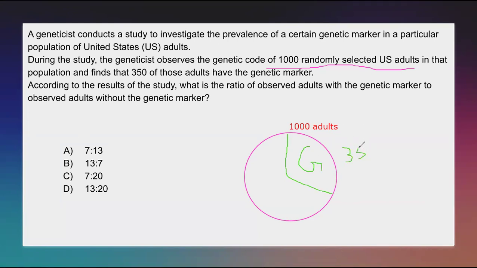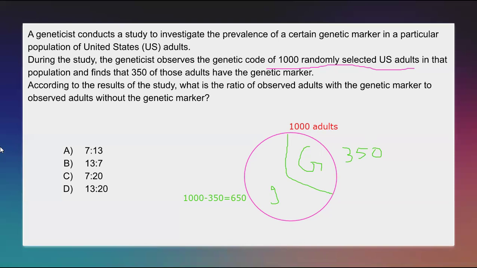And those are our two parts. We've got big G who have it and little g who do not have it. And our whole is 1,000. So we can go ahead and solve for little g. It's just going to be 1,000 minus 350, which is going to come out to 650. So anytime you have all of the parts but one, and you know how big the entire population is, you can go ahead and find the missing part.